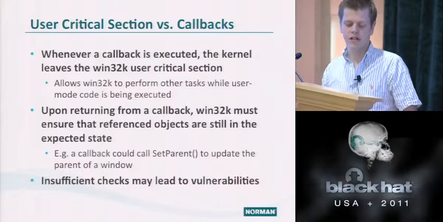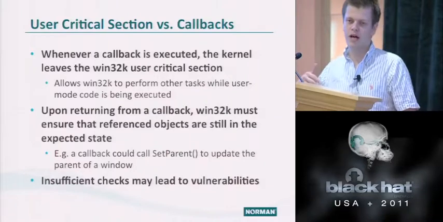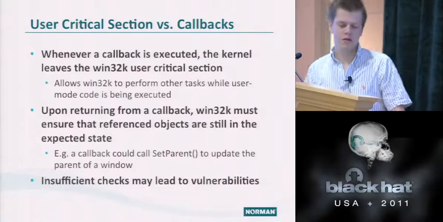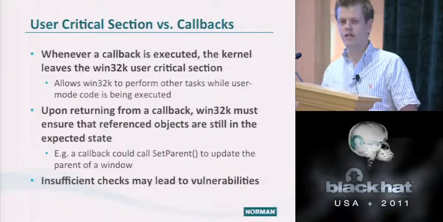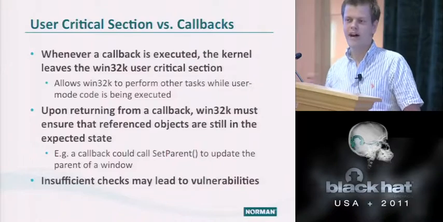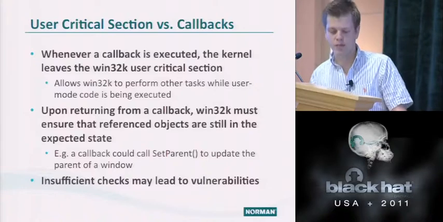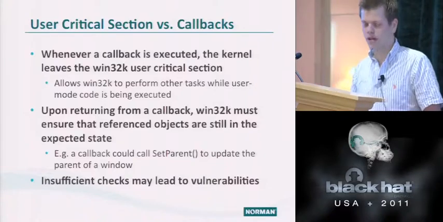So before you invoke a callback, you could store a pointer to the parent of a window. So if you do a callback, change the parent, and then return, and don't sufficiently revalidate the parent of the window, you could easily end up operating on freed memory or null pointers or whatever.